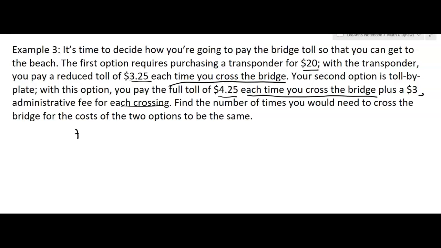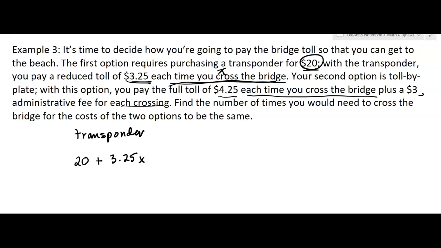Okay, there's the transponder option. For that option, you're paying $20, so a flat fee of $20 plus $3.25 each time you cross the bridge. That's going to be your variable, X, or B for bridge, or T for time, whatever you want. So it's $3.25 for every time you cross the bridge. Now be careful with money, because for $20, you could put 20.00, or 3.25 for $3.25. So you want to be careful on that. Okay, that's the transponder way.